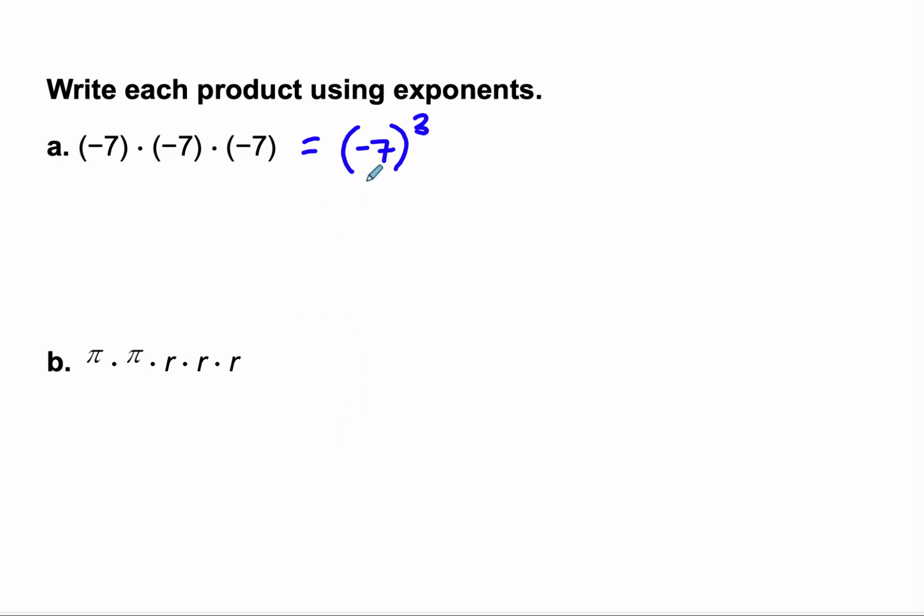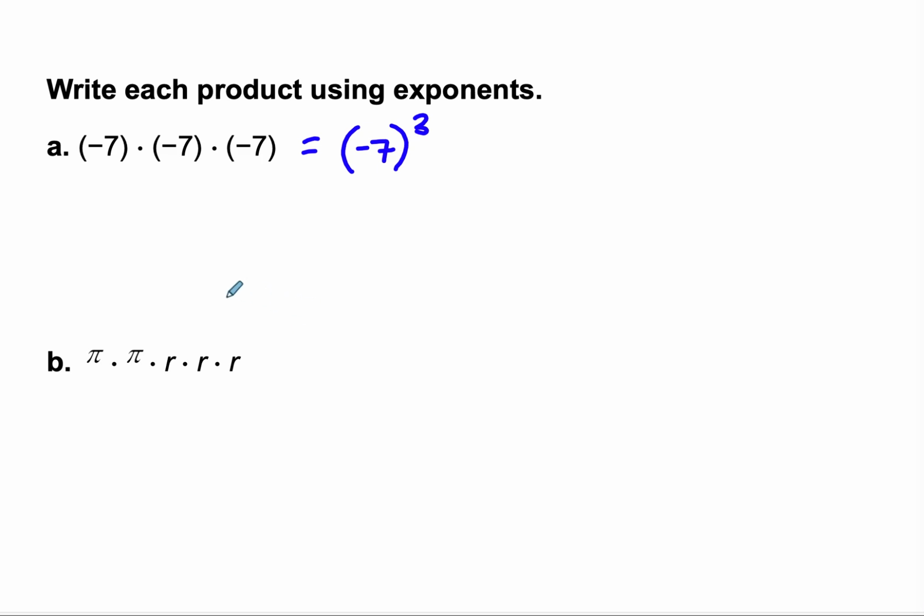The parentheses are very important. If I didn't have the parentheses there and I wrote -7 to the third power, that would mean 7 to the third power, and then take that answer and make it negative. So parentheses with the negatives and the exponents, it is very important.